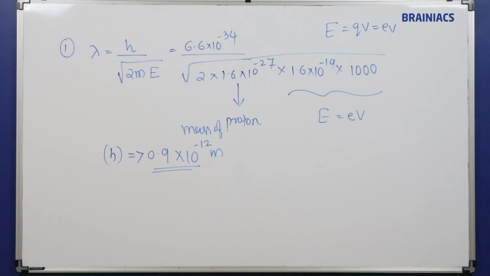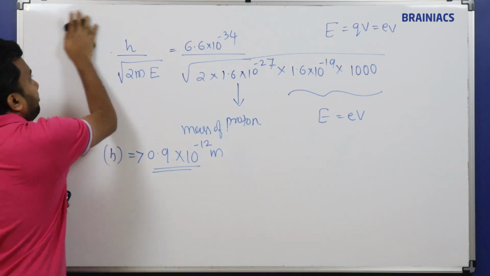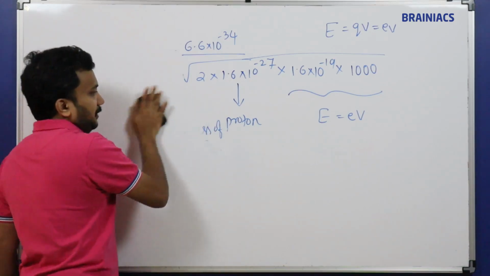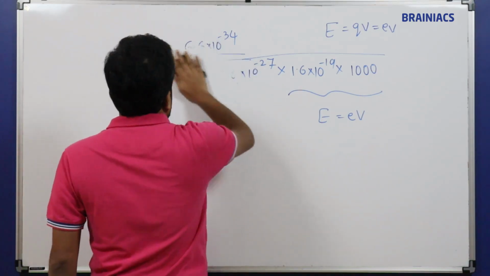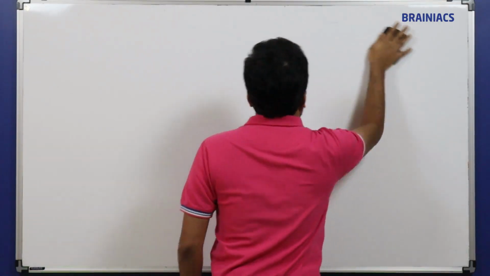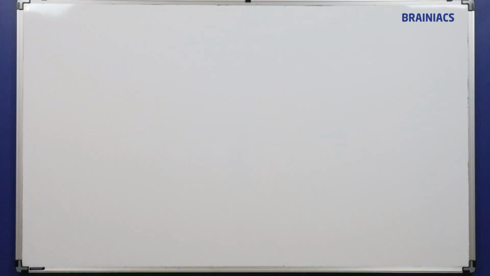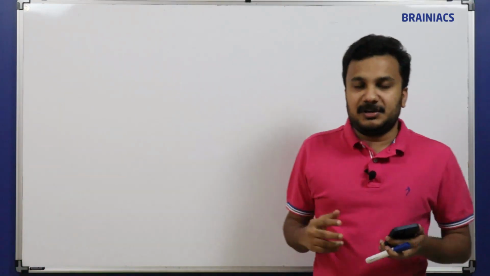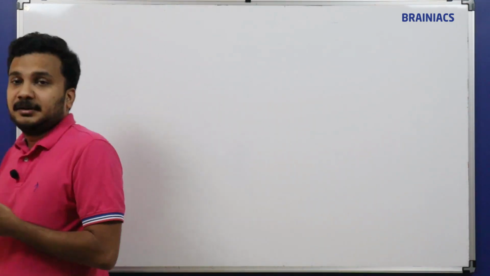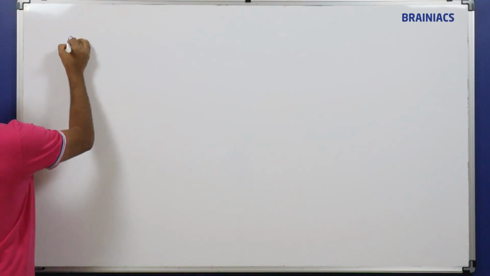Let me clean it and we'll go to the next question. That's what I am saying: mathematical calculations are involved, with big numbers, so be patient, take your time and solve it one by one. No hurry, because questions from this chapter are normally simple compared to other chapters. This is a small chapter, so you can easily score the marks. We'll go to question number 2, the second question.